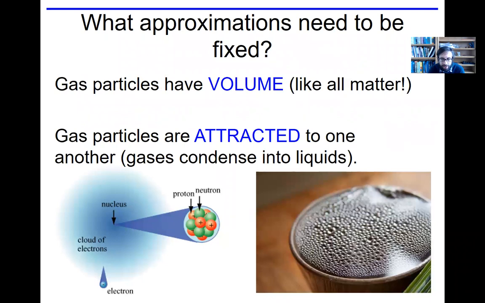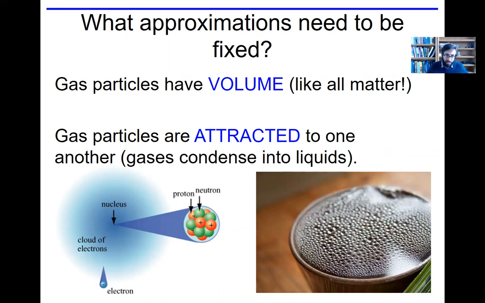And so what are the assumptions that we talked about in the kinetic molecular theory video that need to be fixed, okay? Because those assumptions are giving rise to the inaccuracy in this PV equals nRT ideal gas law equation. So that kinetic molecular theory, which forms the basis of this ideal gas law equation, assumes that gas particles themselves don't have volume. Now, of course, that's not true. All particles have volume. Just like all matter has volume. That's part of the definition of what matter is.